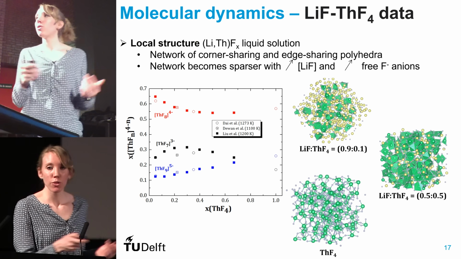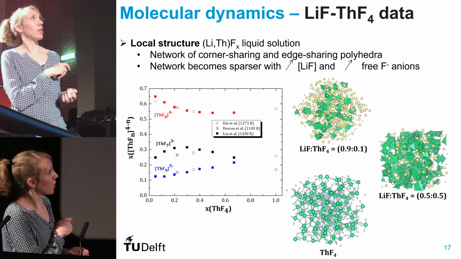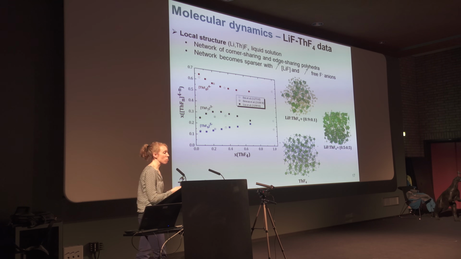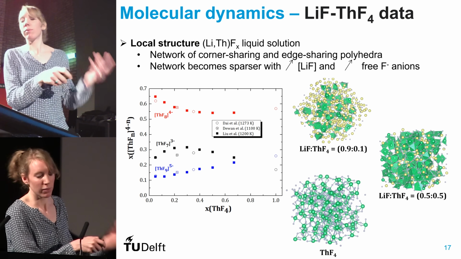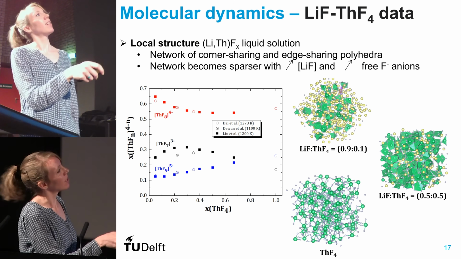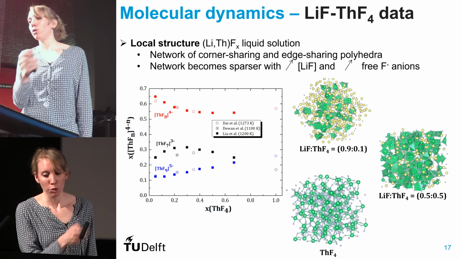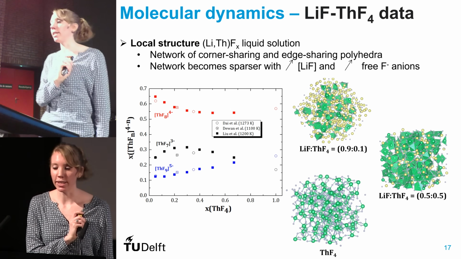What we see is that we have mostly 8 coordinated thorium in the lithium-thorium mixture. We have more and more corner sharing and edge sharing polyhedra as you increase the thorium concentration. You can see here some simulations at 10% and 50% of ThF4. When we increase the thorium fluoride concentration, the lithium are the red ones, the polyhedra are in green, and the fluoride anions are in gray. So the liquid becomes sparser when you increase this concentration, and you have also more and more free fluoride anions.